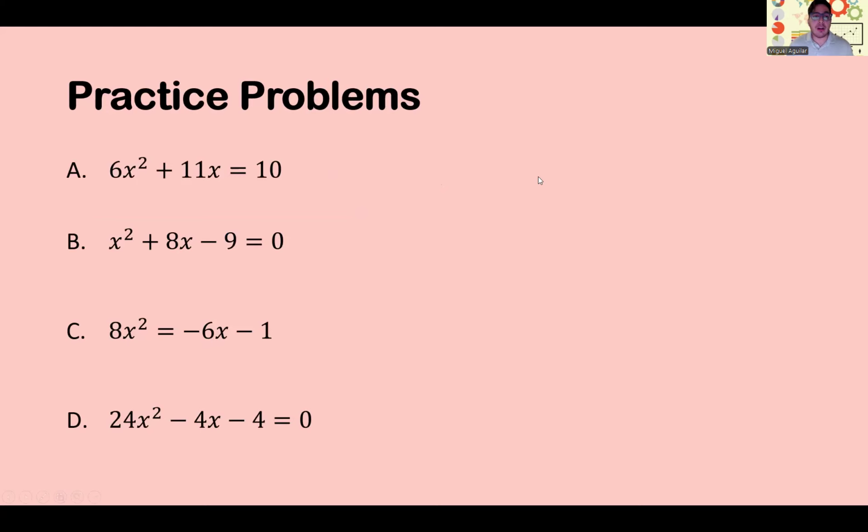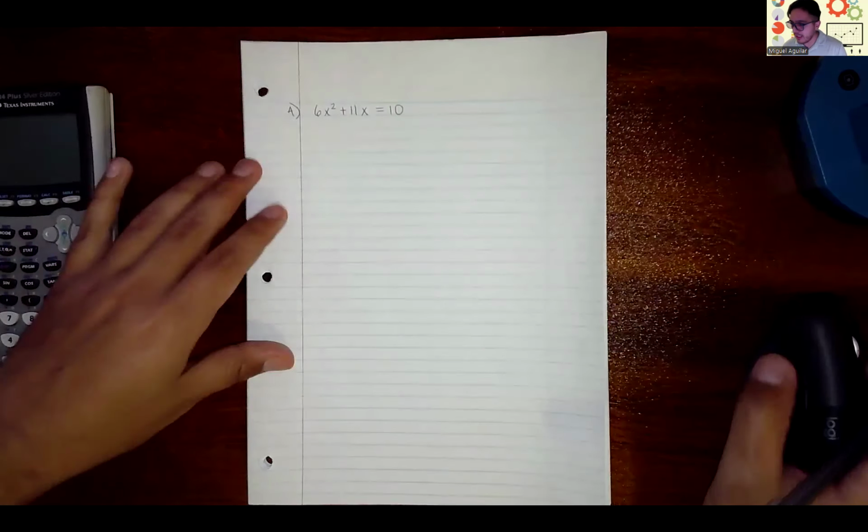Okay, so we have a few other practice problems that we can go through. I think I'm going to jump in and maybe do a couple of these for you, just so that we don't drag this out too much. So let me write this down. The first example, A, is going to be 6x squared plus 11x equals 10. Okay. So let's go ahead and jump over to the document camera, and then we can get started.